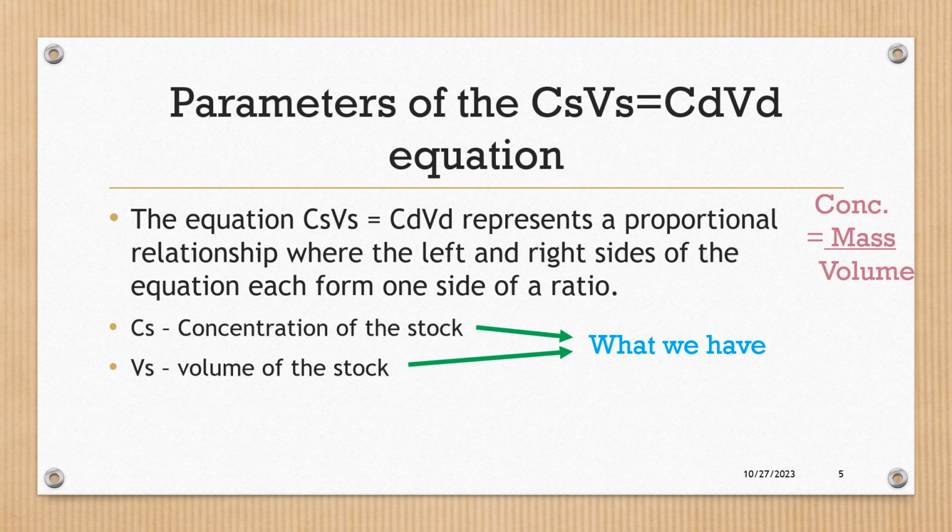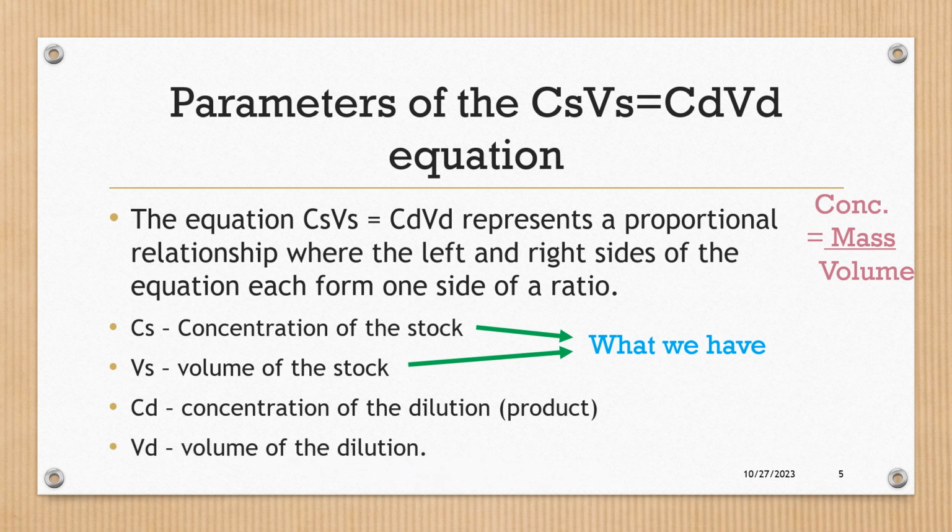All right. Now the second component would be your Cd, which is the concentration of the dilution or the product, and Vd, which would be the volume of the dilution or volume of the product. Now, in terms of our second statement or question, this would be what we want. So the product or the end result, this is what your Cd and your Vd represent.